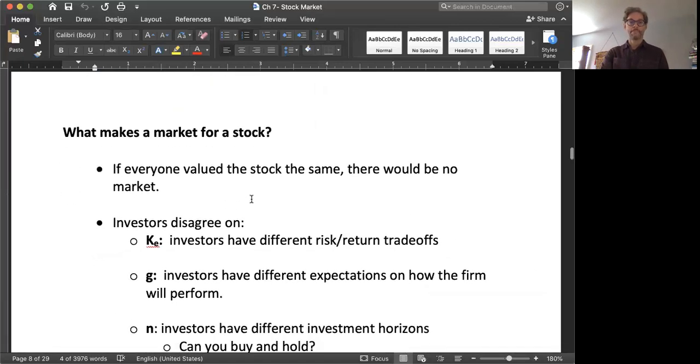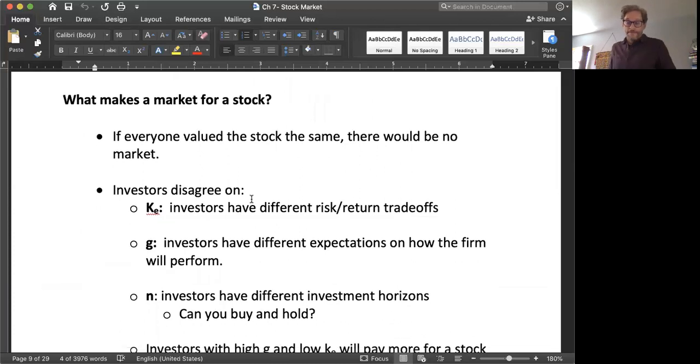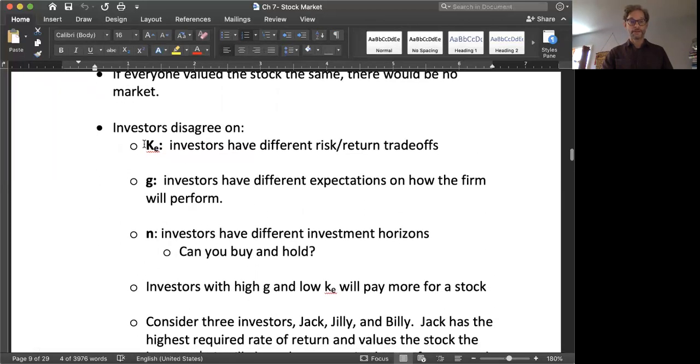So what makes a market for a stock? If everyone valued stocks the same, then there would be no market, right? It would be very simple, right? If everybody had complete agreement about what a stock was valued at, then there would be nothing interesting about stock markets. Of course, everyone values stocks differently, and so that's what makes a market. And specifically, investors really disagree about a number of things. First, they have different required returns. In other words, they have different risk return trade-offs. Some investors are willing to accept more risk, others less.